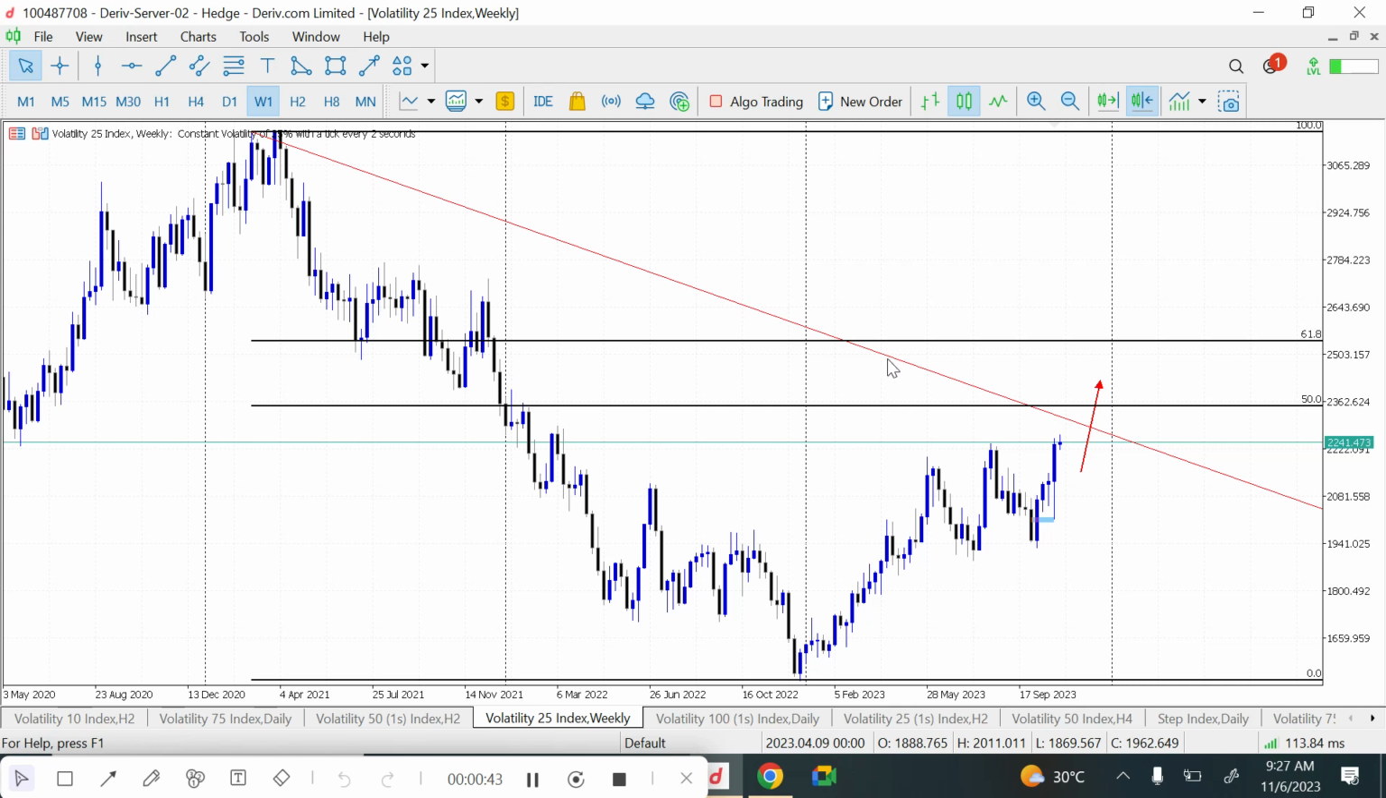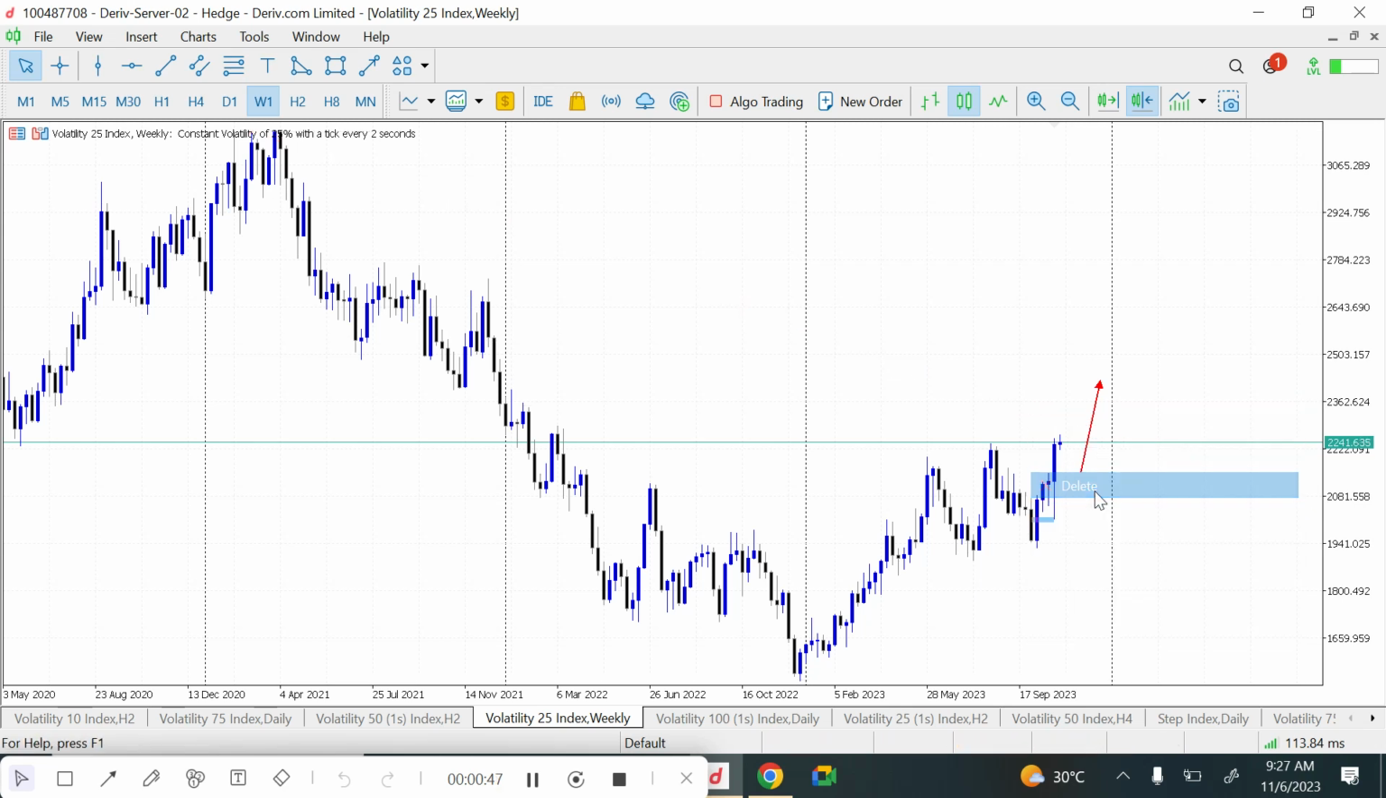Volatility 25 index. So we'll be doing a top-down analysis from the monthly time frame down to maybe barely 15 minutes or 1 hour time frame, where we will envisage for possible entries. Let's go straight to the video.